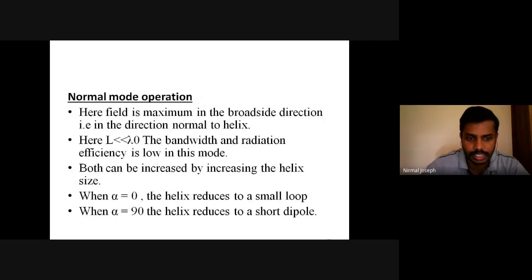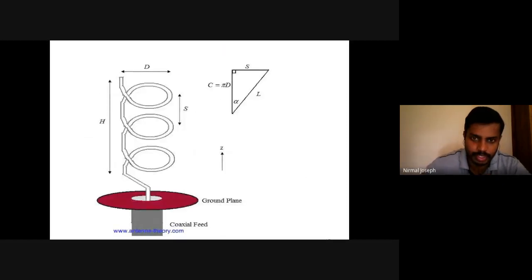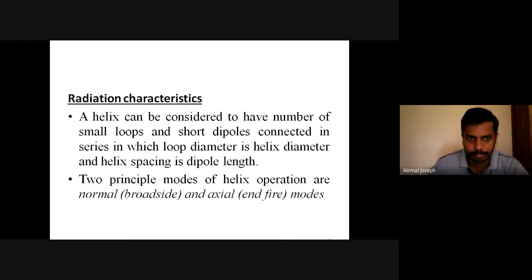Now you will see what will happen when alpha equals 0. Alpha equal to 0 means this will come and coincide with this. What does that mean? This won't be there, only the loops will be there. So alpha equal to 0 means this S will be vanishing. This will come and join with this, so in effect, S won't be there. S won't be there means this spacing won't be there. So only the loops will be there. That's the basic idea behind this.